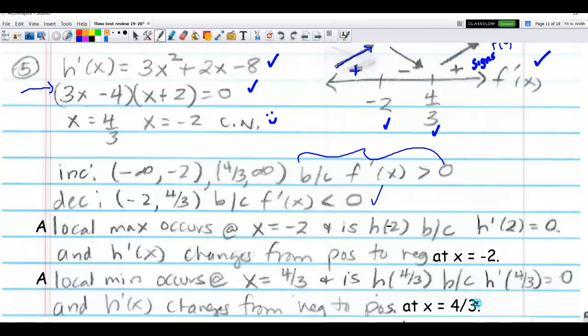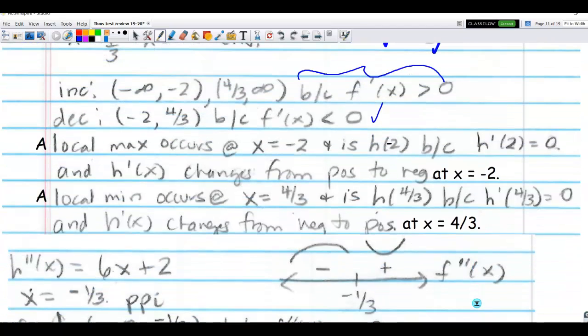For the next statement, I have a required sentence for our class, and we're going to state a local max occurs at x equals -2 and is the y value of h of -2. And because you have to, number 1, you have to establish that you have a critical number, so you have to tell me h prime of -2 is 0. And secondly, you have to tell me specifically that the first derivative changes from positive to negative at x equal to -2. Be precise in your writing. Don't be a lazy writer.